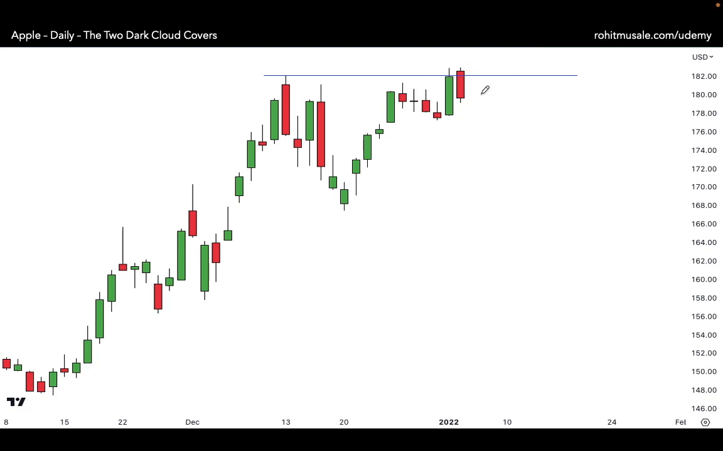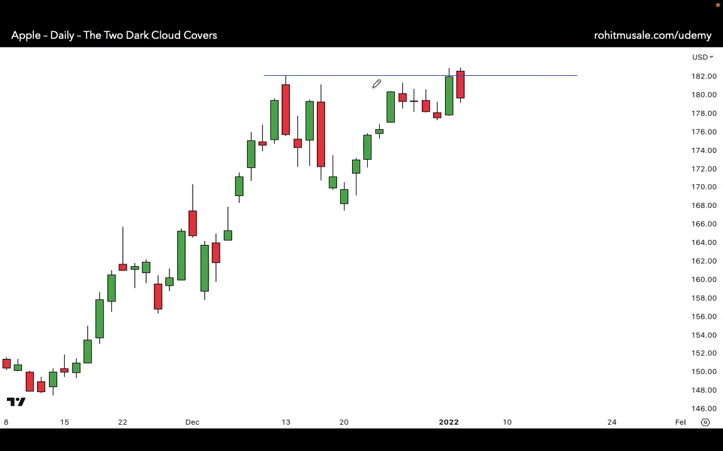Again, reversal doesn't mean that the price will go down. Reversal means that the price might either go sideways or down. The probability of either of these two events happening is very high. The probability the price will go up from here is very low. That's what I mean by reversal.